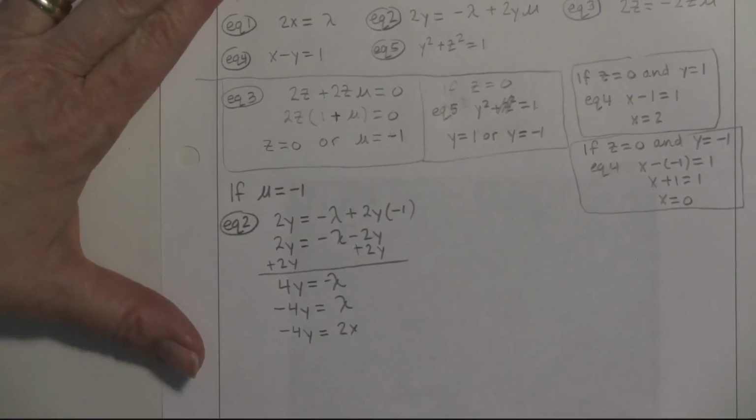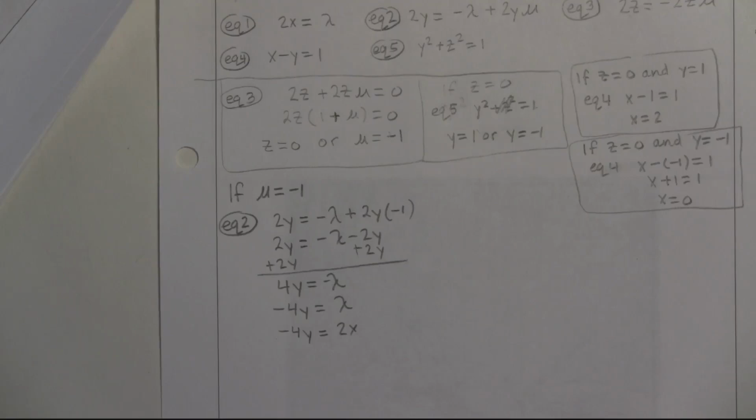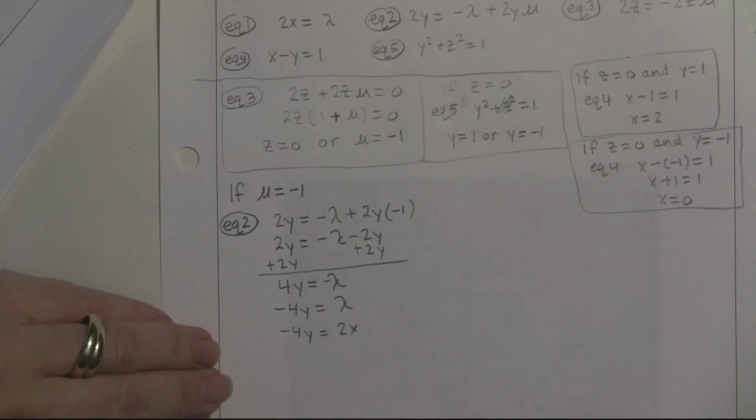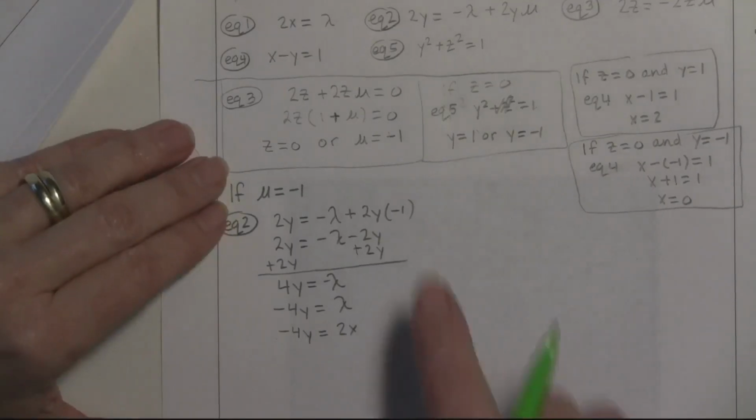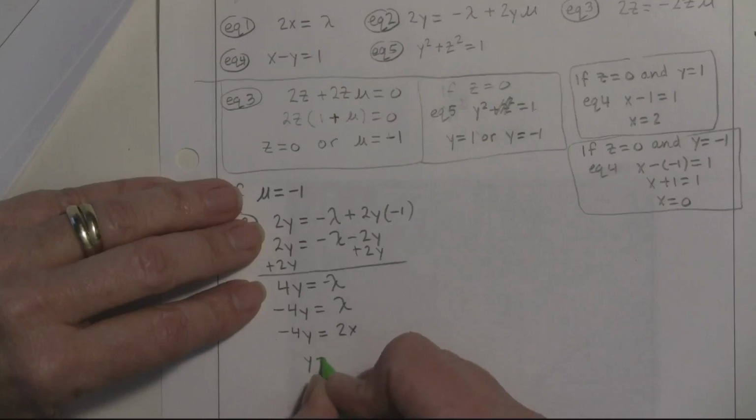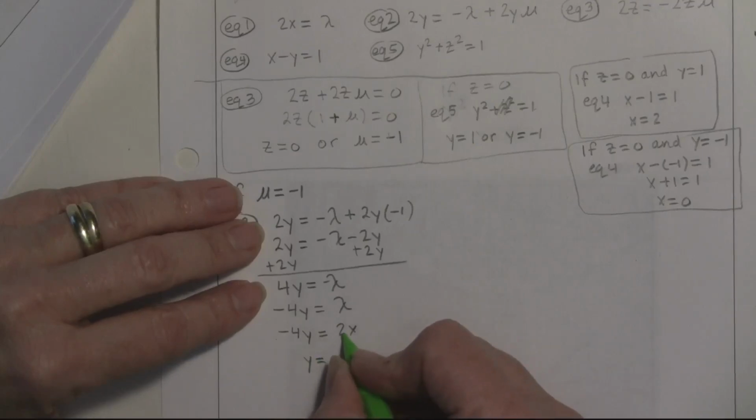And I can choose to solve that for either x or y, my choice on that. If I go ahead and solve that for y, I guess that's what I would typically do, and I have y in the other two equations, so maybe that's the thing to do. So y would equal, if I divide by negative 4, that would be negative half x.